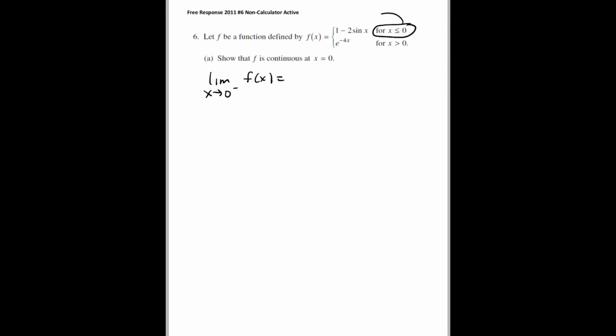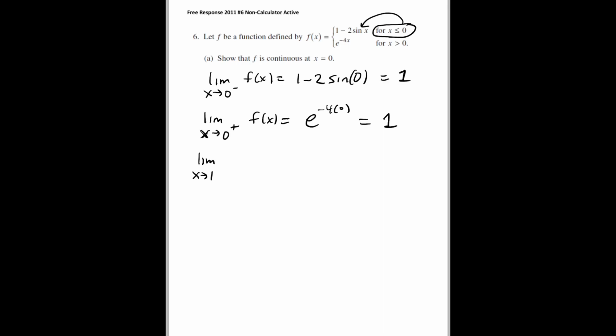Let's see what that is. That's this guy here. When we put 0 in there, I hope you guys remember that 1 minus 2 times sine 0 from the left is just 1, because sine 0 is 0. The limit as x approaches 0 from the right of f of x, we have to use the other guy. Well, e to the 0 power is also 1. Well, you're not done there. Yes, the limit as x approaches 0 is now 1 because these two match.